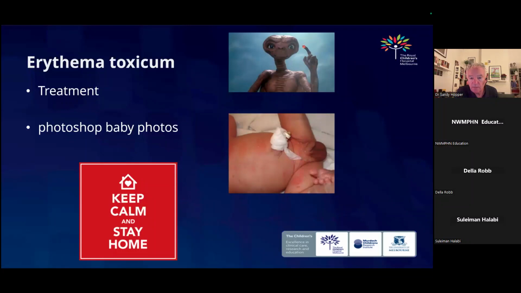So we actually have a couple of questions. There's one in the chat if you want to have a look at that, Sandy, and then there's a couple in the Q&A. Yeah. So Rasika asked how do you tell the difference between slap cheek and roseola infantum?